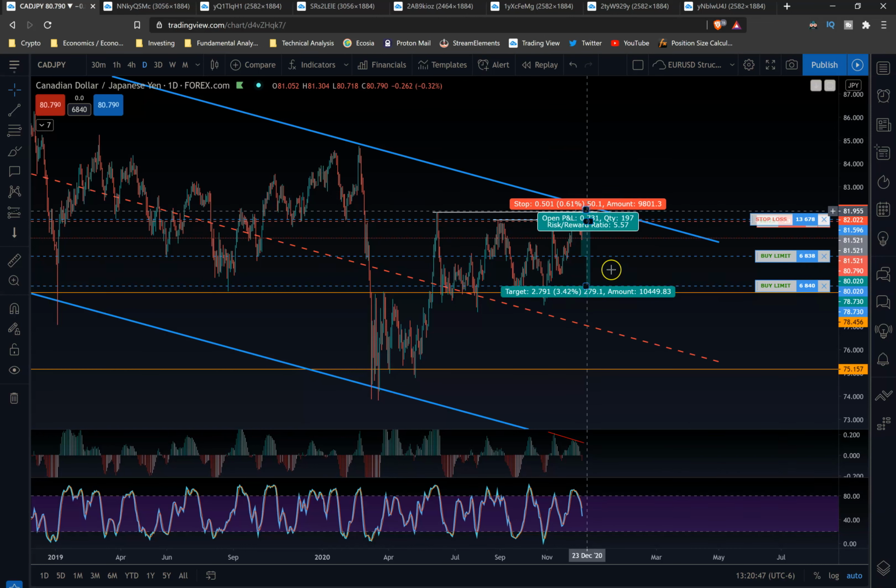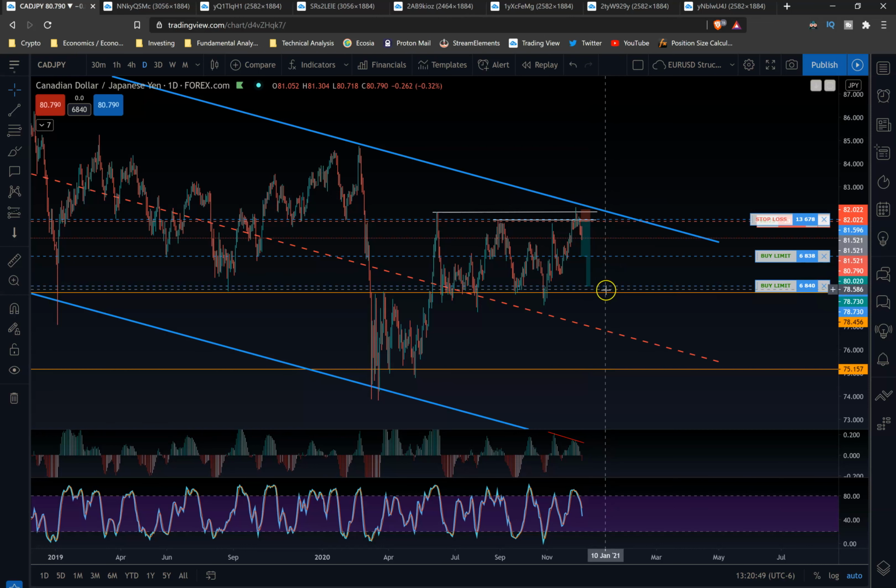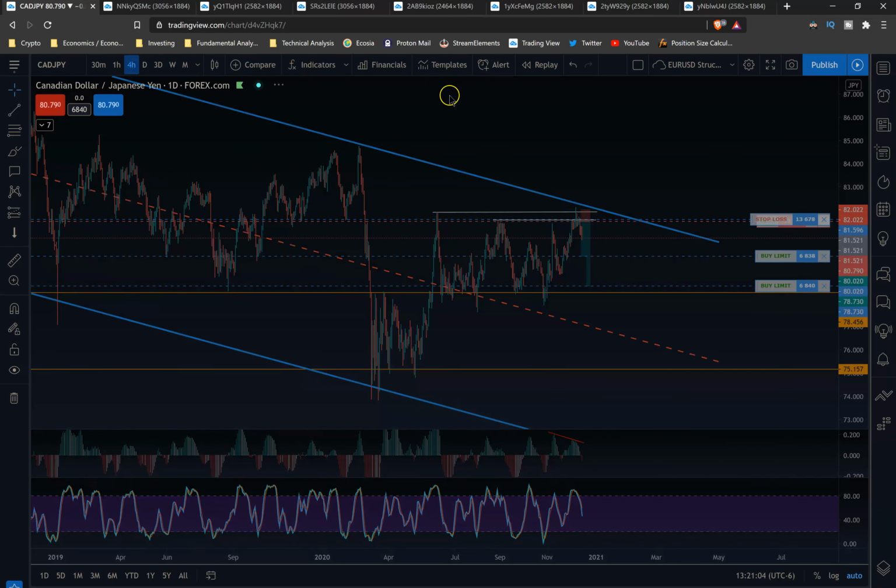Plus I learned from other people, just by searching on YouTube, that, hey, leave some money on the table. You never know, because you don't want it perfectly. The candlestick may not hit perfectly. So I left some money on the table. So that is the CAD yen.